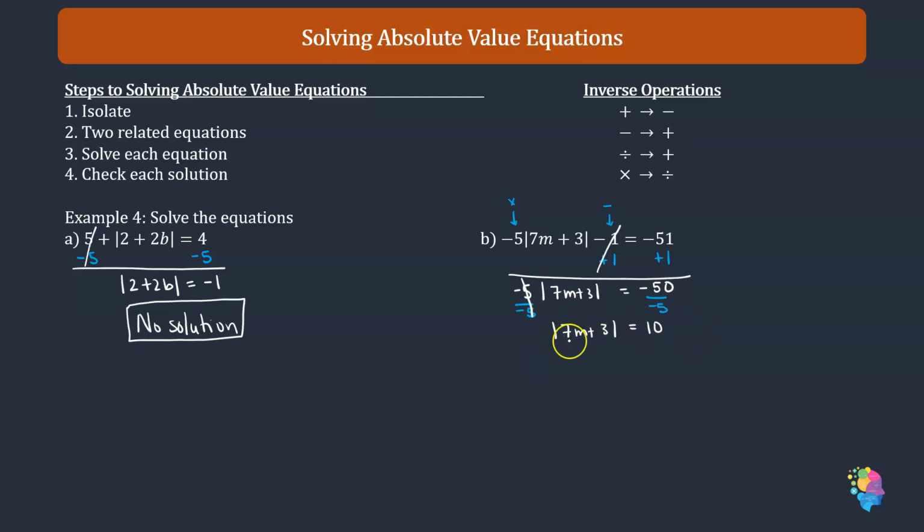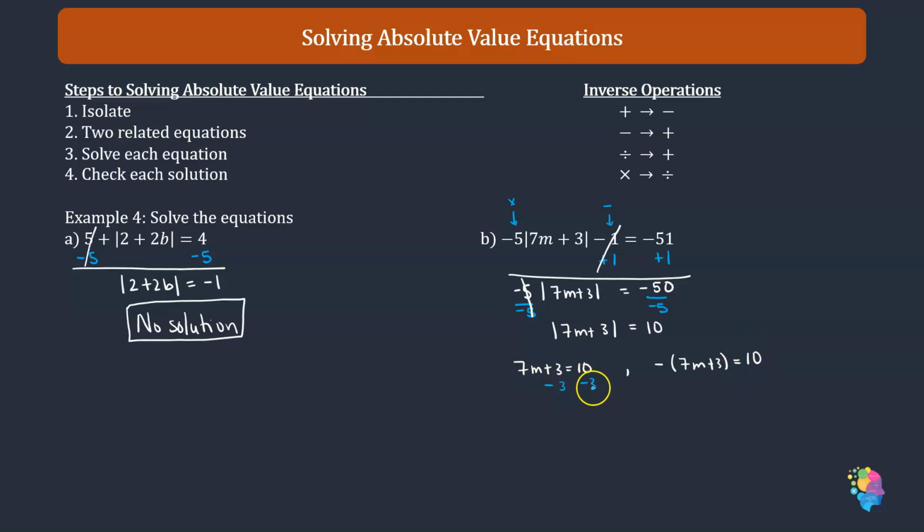So since the absolute value is now isolated and it equals a positive number, we are able to move on to step 2 and create the two equations. So the first one will be just the expression inside the absolute value as is, equal to 10. And the other equation will be the opposite of the inside of the absolute value is also equal to 10. Let's solve the first one.